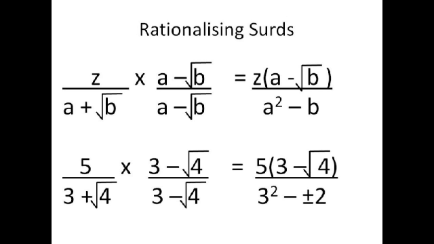But obviously, let's go back to this example here. So we've got a plus root b, a minus root b. We'll get a squared plus a root b minus a root b, so those two cancel each other out, minus root b squared, which is the same as minus b. So that's what we'll get on the bottom, and then on the top we'll just have z times a minus root b.